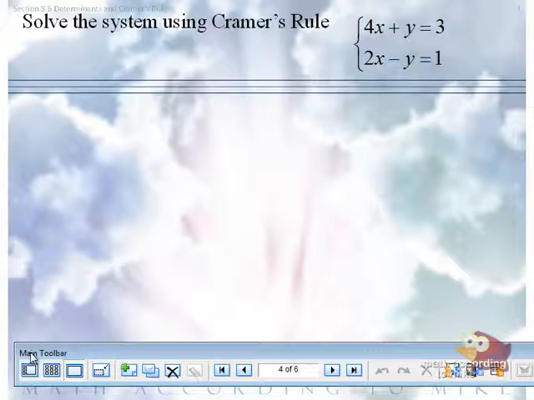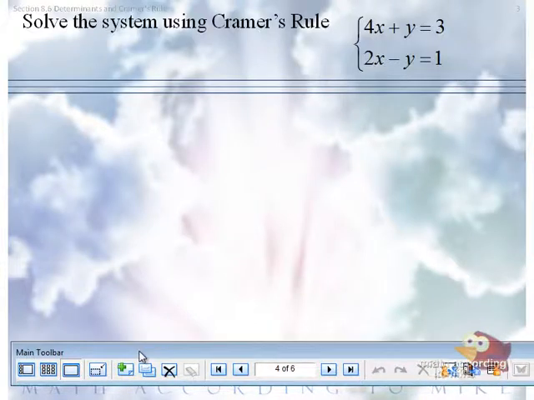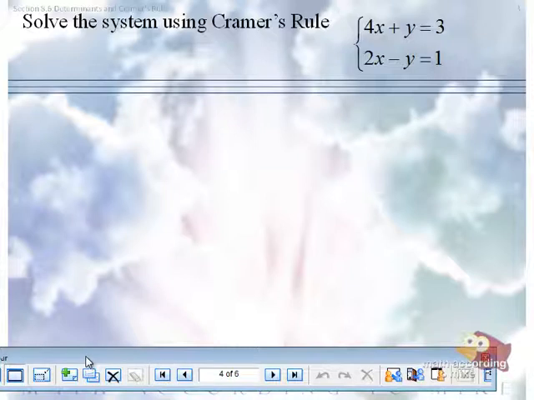4x plus y equals 3. 2x minus y equals 1. So when you have two variables, you're going to need three determinants. The determinant D is just going to be the determinant of the coefficients. What are the coefficients going across?